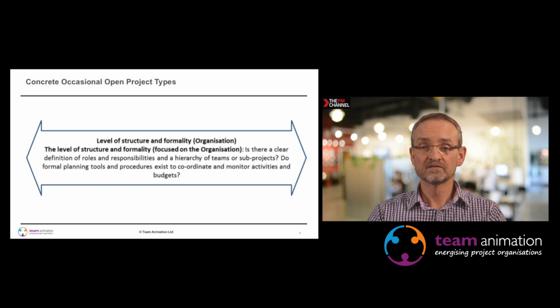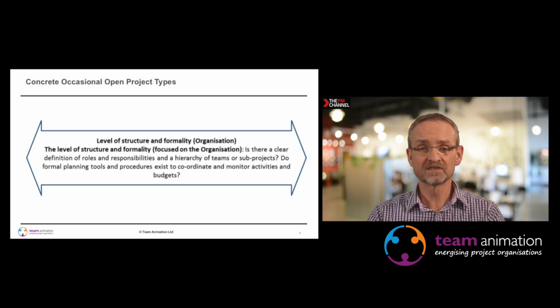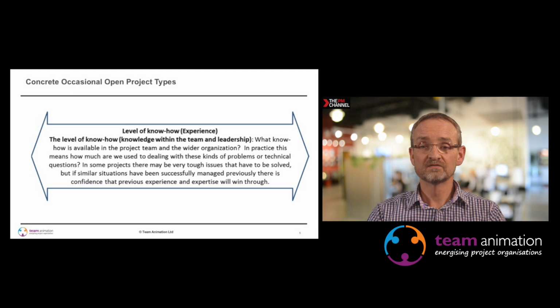The second is around the level of structure and formality at an organisational level. Is there a clear definition of roles and responsibilities and a hierarchy of teams or sub-teams? And do formal planning and procedures exist to coordinate, monitor activities and budgets? That's the second category. And the third is around the level of know-how and experience. So what know-how is available in the project team and across the project? Are there tough issues that need to be solved and resolved and so on?